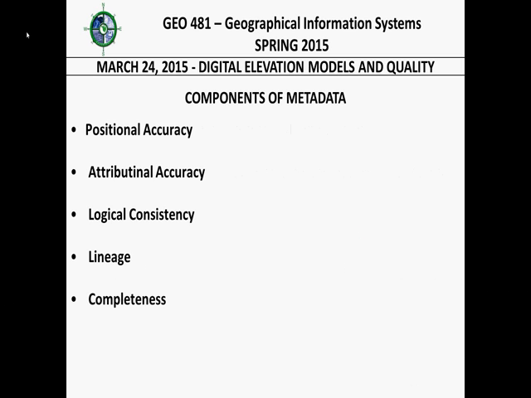Other components of metadata: what is the positional and attribute accuracy? I think we saw that listed there. Lineage: what source data was used? And is it complete? I think it did note that it covered the entire county. But if they didn't end up tracing water bodies in the whole county, that's where they would note that.